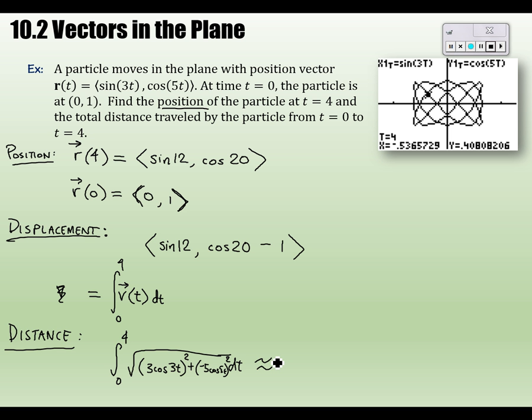Displacement is a vector too, right? Isn't it a number?